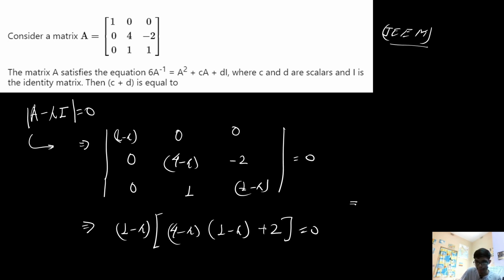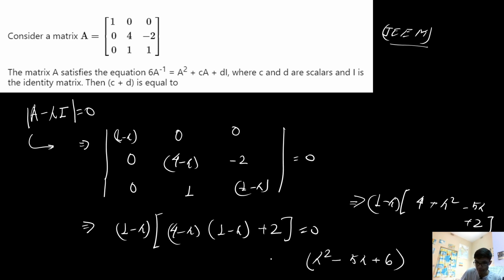Okay, and then from here we will get this result as (1 minus lambda) multiplied by this particular expression. If we solve this we will get 4 plus lambda square, and this will be minus lambda, and the minus 4 lambda, this is minus 5 lambda plus 2, which is equal to 0. Now from here what I will get is lambda square minus 5 lambda plus 6 multiplied by lambda minus 1, which is equal to 0.